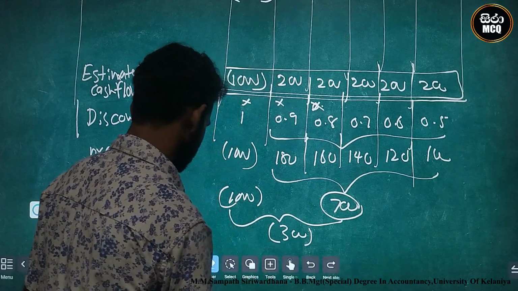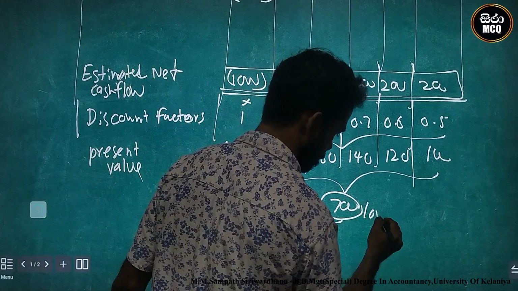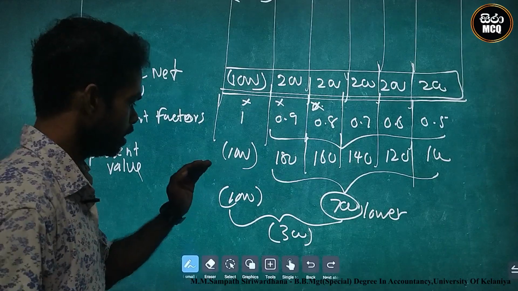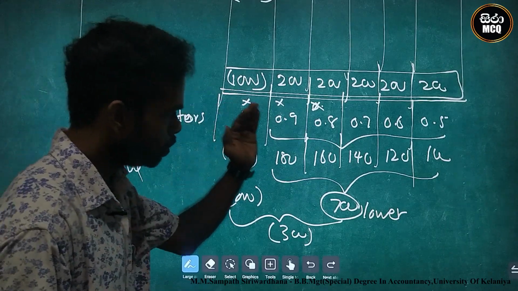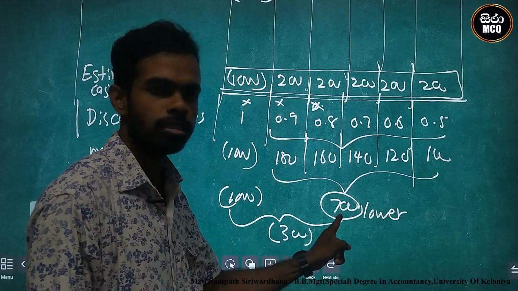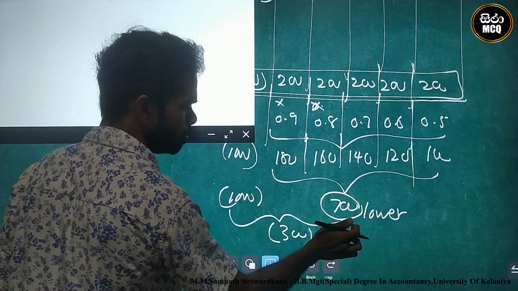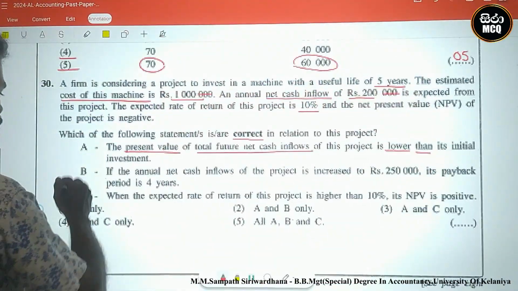Why? Lower than initial investment. Yes, initial investment is 1000. Future cash inflows present value is 700. This is correct. This is lower. Okay. Therefore, we can agree with this statement.